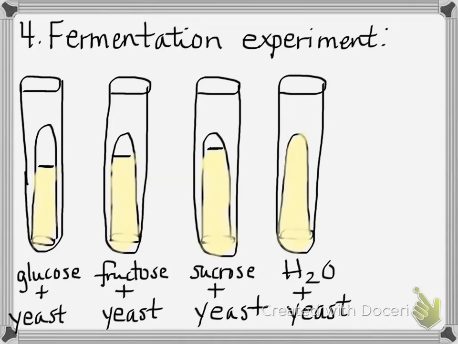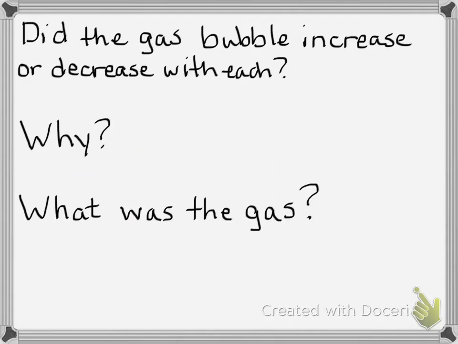Now, in this experiment, I want you to be able to tell me what the gas was. So did the gas bubble increase or decrease with each? It increased with 1, 2, and 3, but it did nothing for test tube 4. That was our negative control. So I'll just write that down, control. And then I put cells cannot use water for energy.